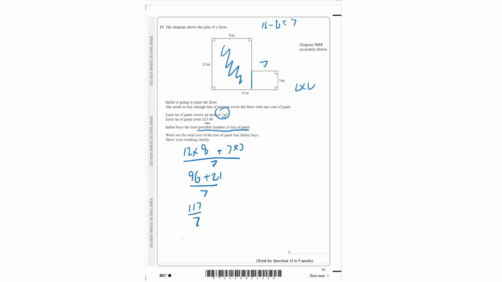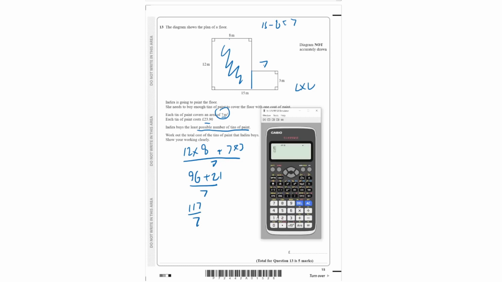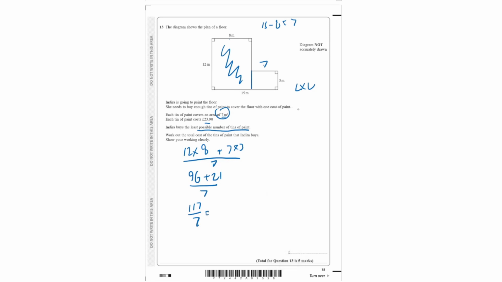I can then use our calculator here. We have 117 divided by 7, which is 16.7. But this is 16.7 tins. Since we can't have part of a tin, we have to round up here. So we simply have 17 tins.